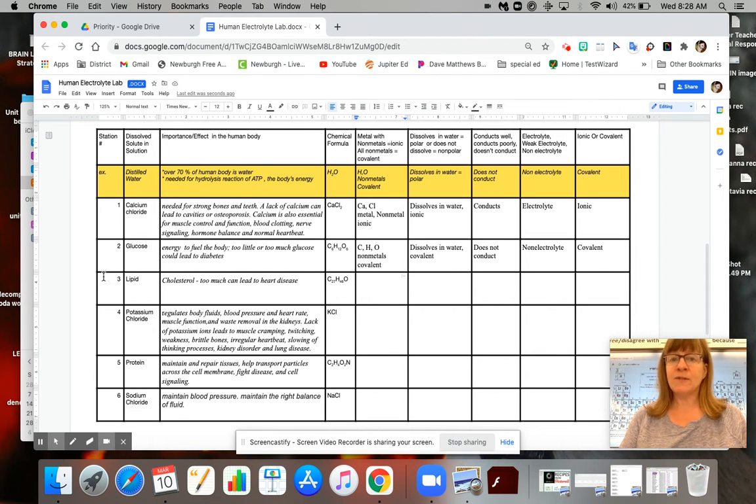Okay. Pause the video if you need to, but we're going to go on to number 3 here. Number 3 is a lipid. Lipids are the fats of your body, like cholesterol. Too much cholesterol can lead to heart disease. It's made of C27H46O. So it's made of carbon, hydrogen, and oxygen, all of which are nonmetals, which makes it covalent. All nonmetals covalent. Let's take a look.